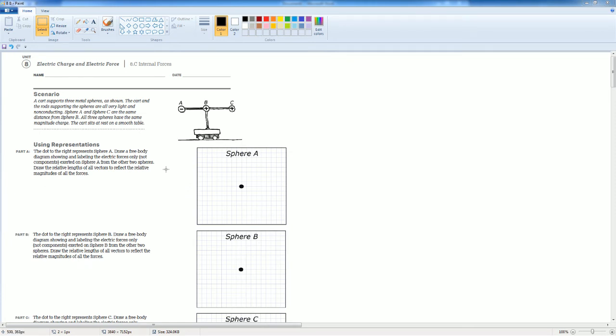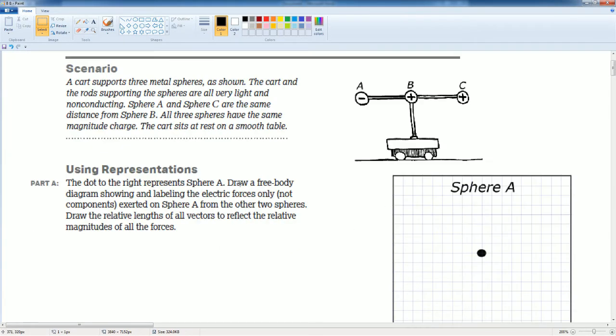Welcome, this is the AP Physics Workbook tutorial. This is Unit 8, Electrical Charges and Electrical Forces. The section is 8.C, the internal force. Here you could look at the scenario, read it to yourself.